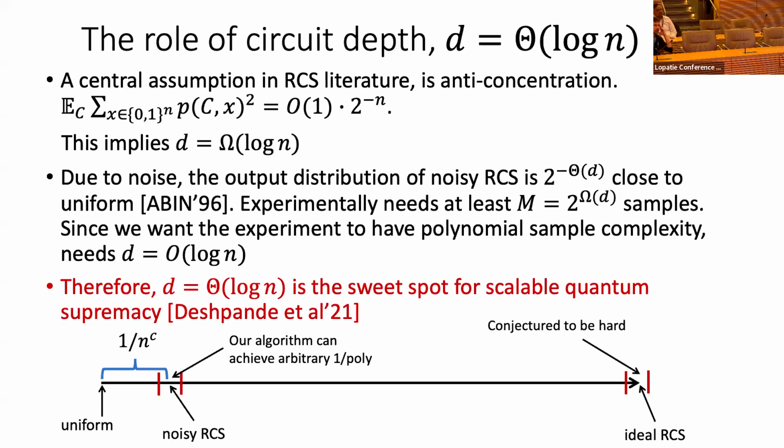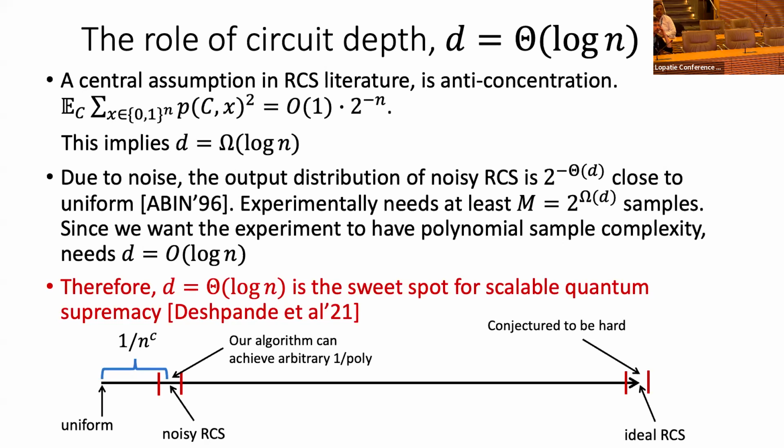So there are various justifications for why the task of random circuit sampling with a statistical test that people have been using is supposed to be hard, and this relies very strongly on anti-concentration. And this anti-concentration turns out to require at least log depth to achieve.